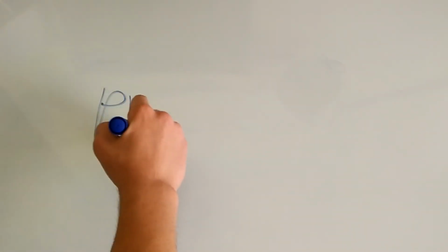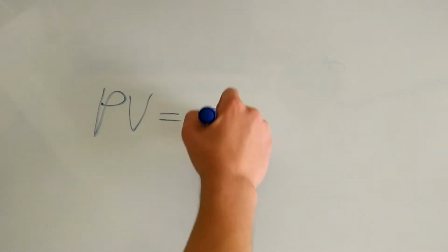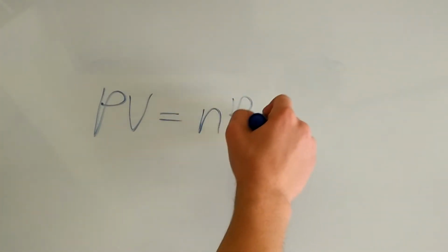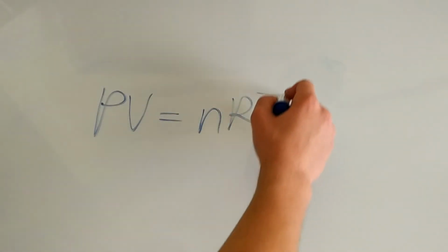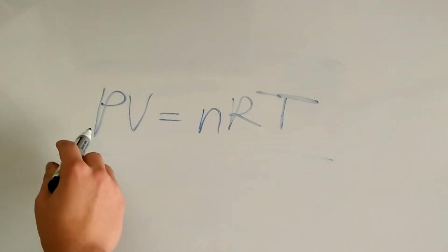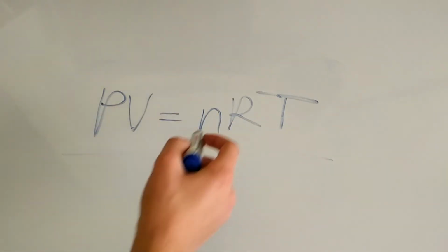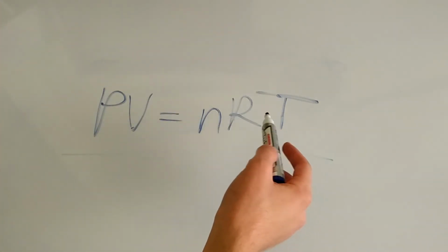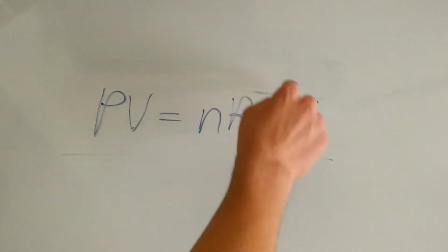The pressure times the volume is equal to the number of moles times the universal gas constant times the temperature. This is the ideal gas formula: P is the pressure, V is the volume, n is the number of moles, R is the universal gas constant, and T is the temperature.